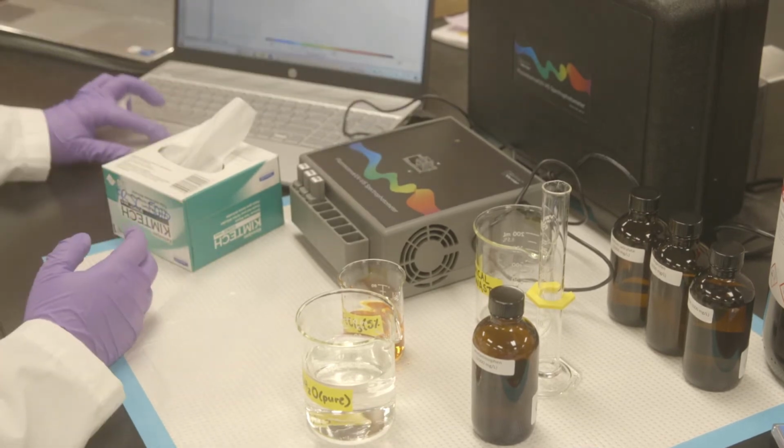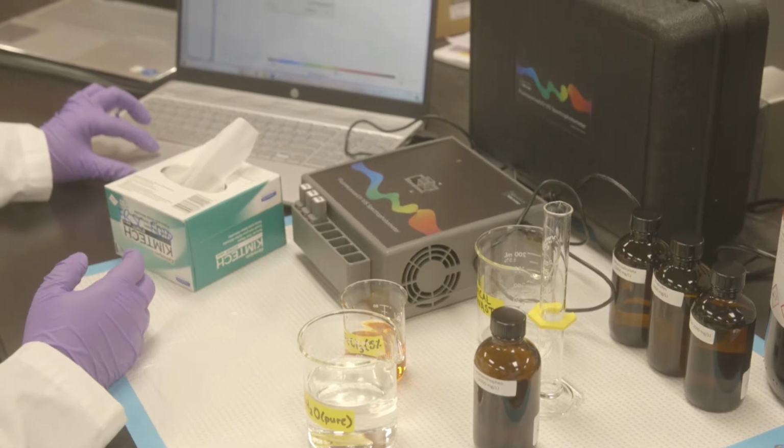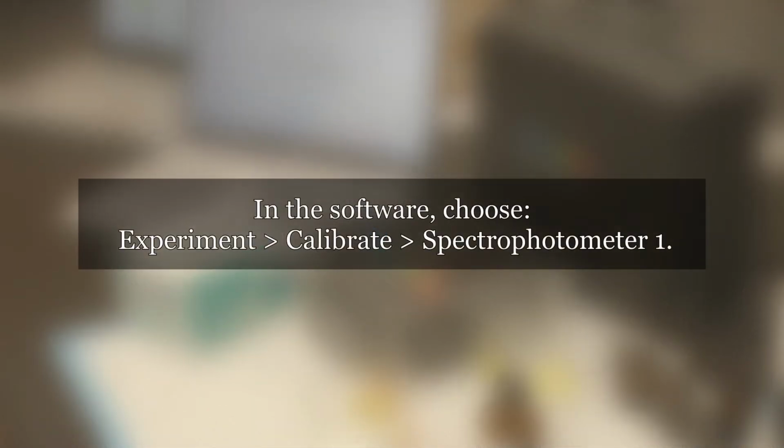Place the blank cuvette in the right-hand slot of the spectrophotometer. Align the cuvette so the clear sides of the cuvette are facing the light source and the arrow. In the software, choose Experiment, Calibrate, Spectrophotometer 1.